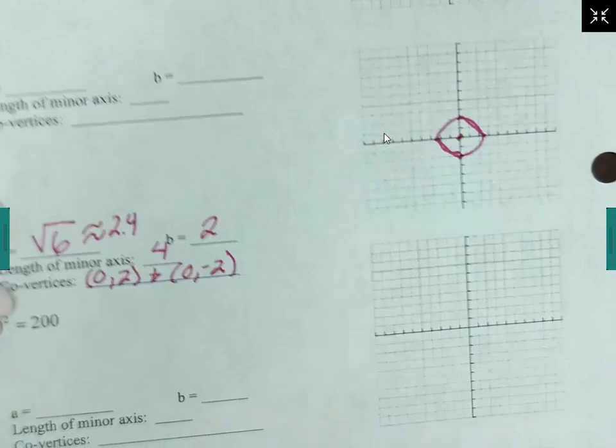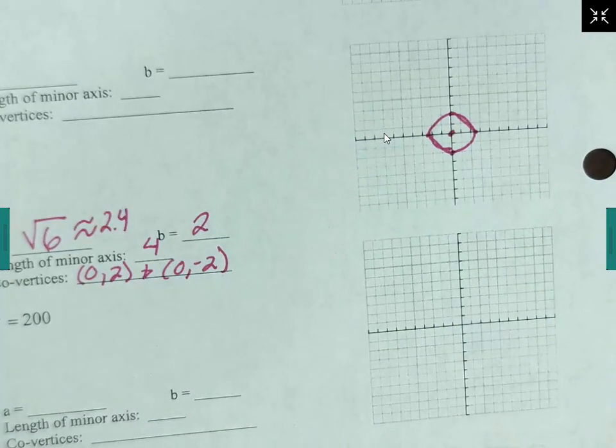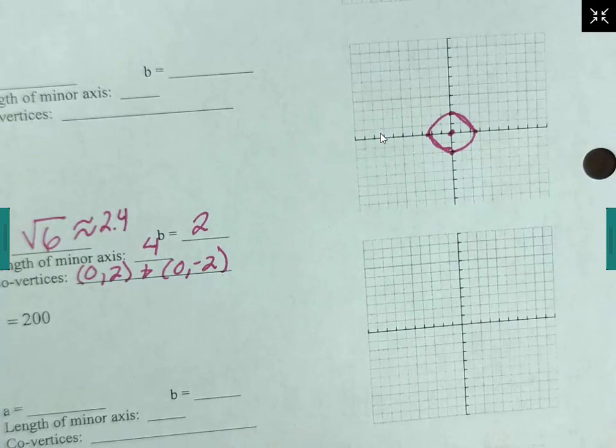Yes, ma'am. No, the vertices do not. Oh, yes, I'm sorry. Yes, the vertices always go with A because A is always the largest. But the vertices could be vertical, like up and down, or horizontal, right and left. Does that make sense? Do y'all see that?